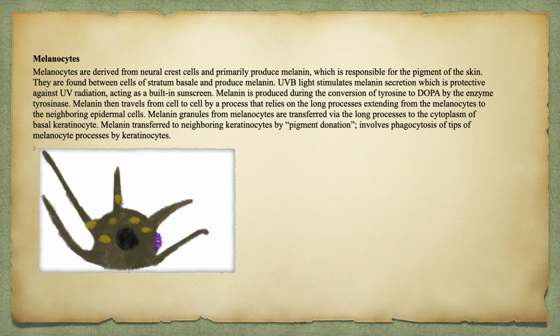Melanin then traverses from cell to cell by a process that relies on the long processes extending from the melanocytes to the neighboring epidermal cells. Melanin granules from melanocytes are transferred via the long process to the cytoplasm of basal keratinocytes. Melanin transferred to neighboring keratinocytes by pigment donation involves phagocytosis of tips of melanocyte processes by keratinocytes.